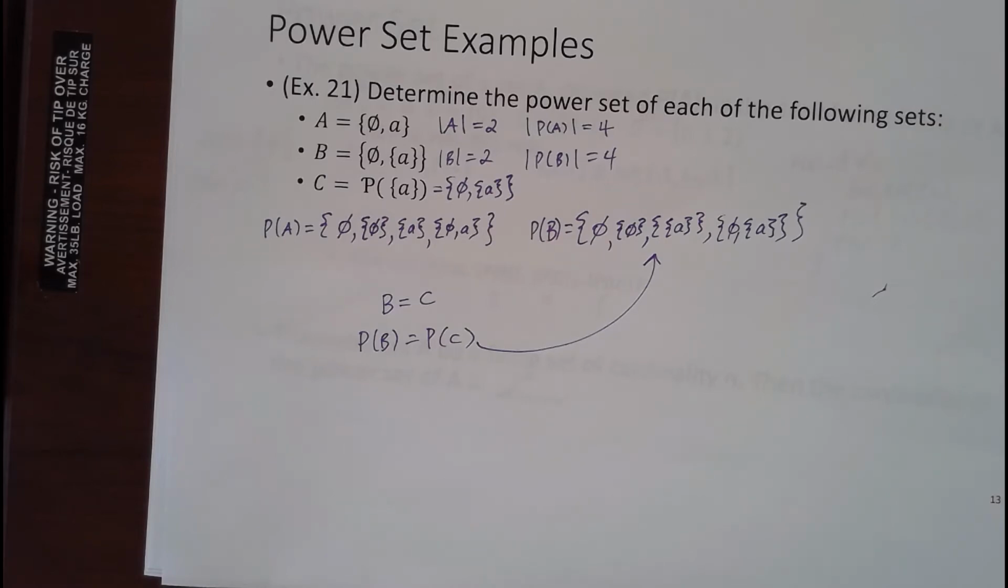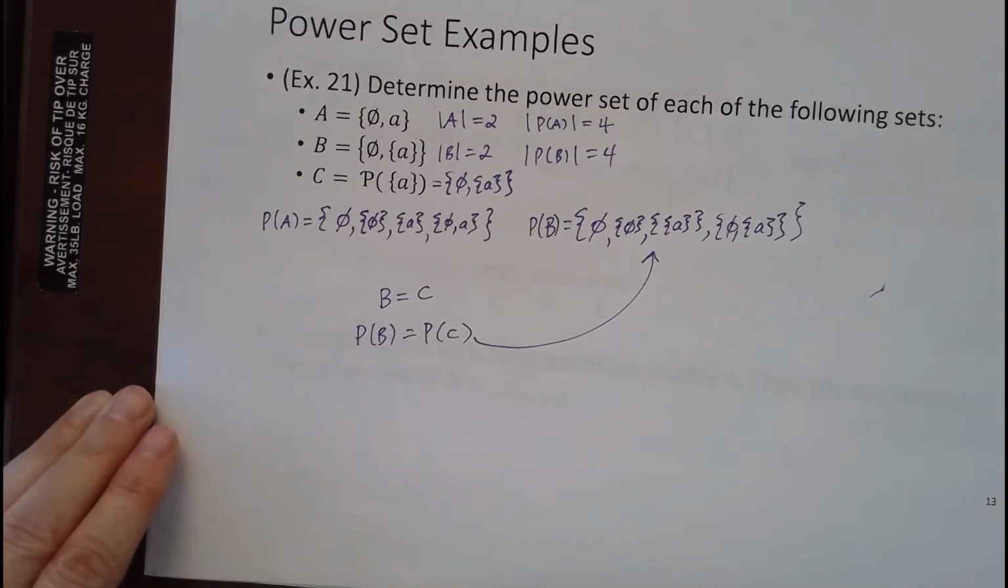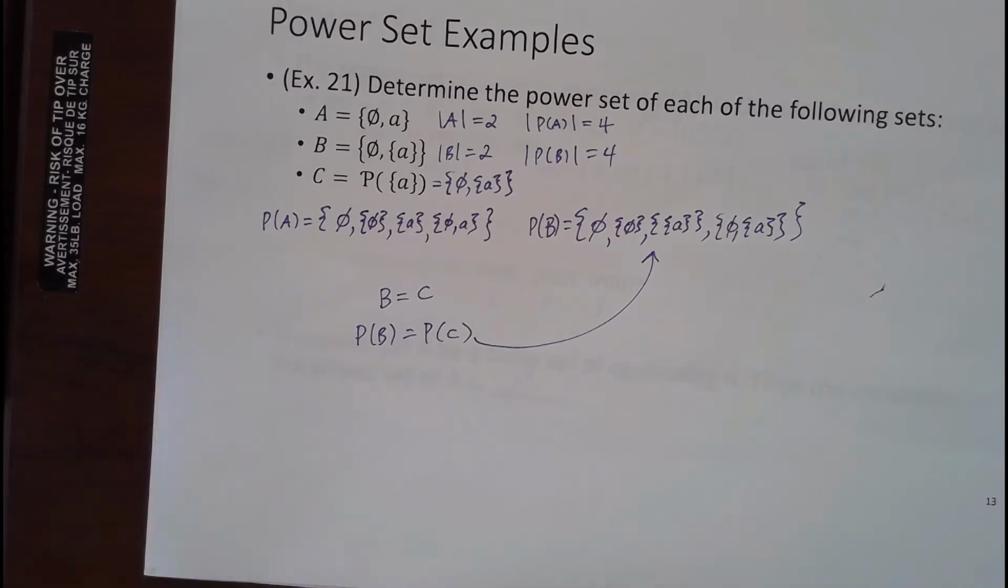Lots of little squigglies in there you just have to keep track of. But if you systematically go 0 elements, 1 element, 2 elements, it's not too hard to keep track of.